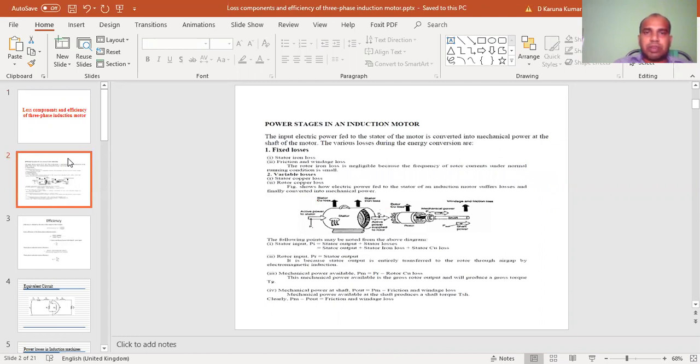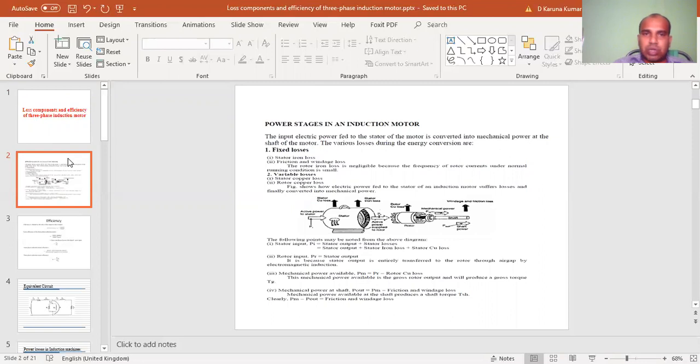The input power, the electrical power fed to the stator of the motor, is converted into mechanical power. The AC induction motor converts electrical power into mechanical power. The input electrical power fed to the stator of the motor is converted into mechanical power at the shaft of the motor. There are losses during the energy conversion.